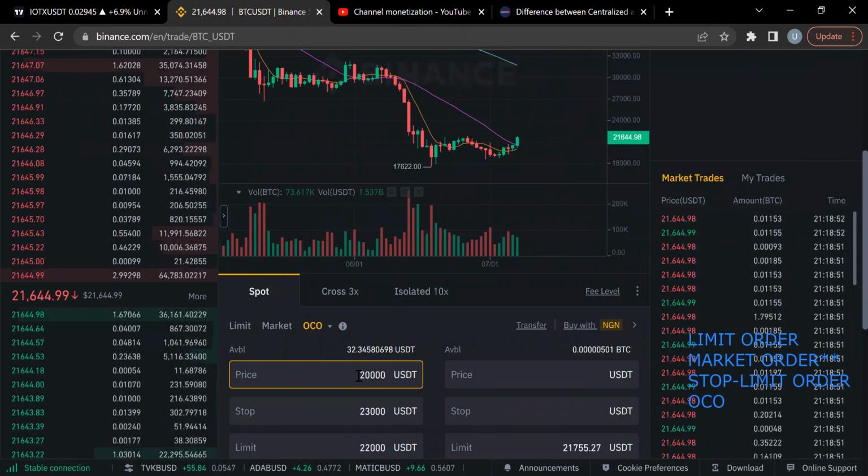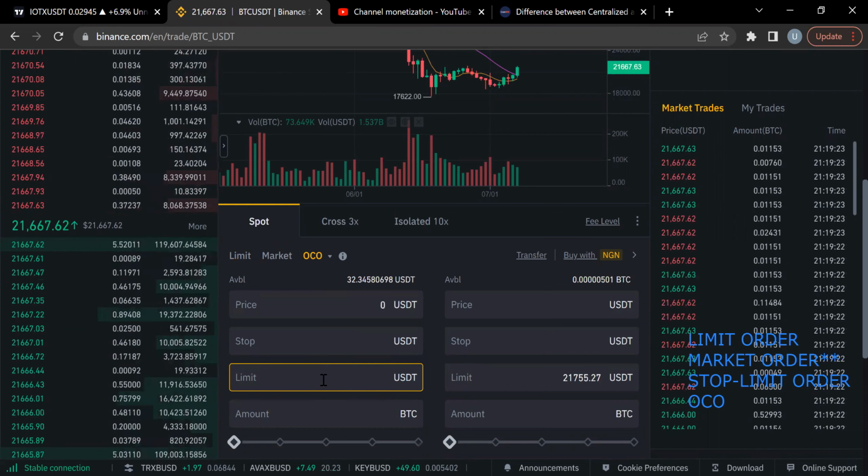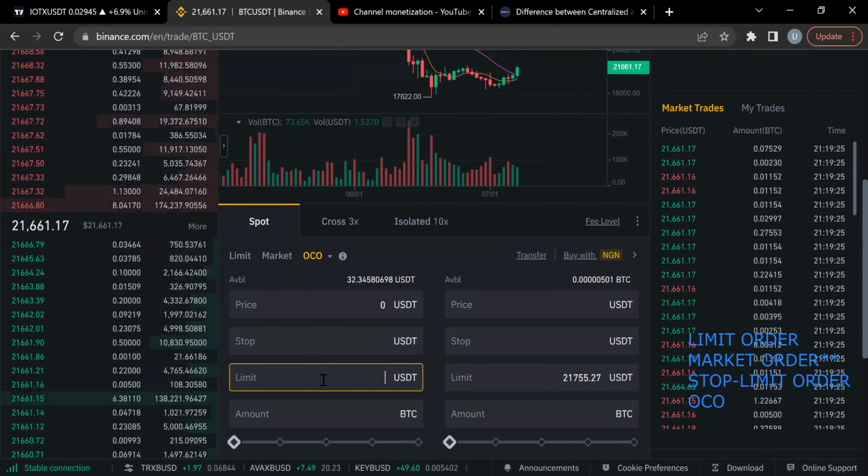Now, bear it at the back of your mind that if you are buying on limits, you are buying below the current price. If you are buying on stop limits, you are trying to buy above the current price. I hope this is clear.